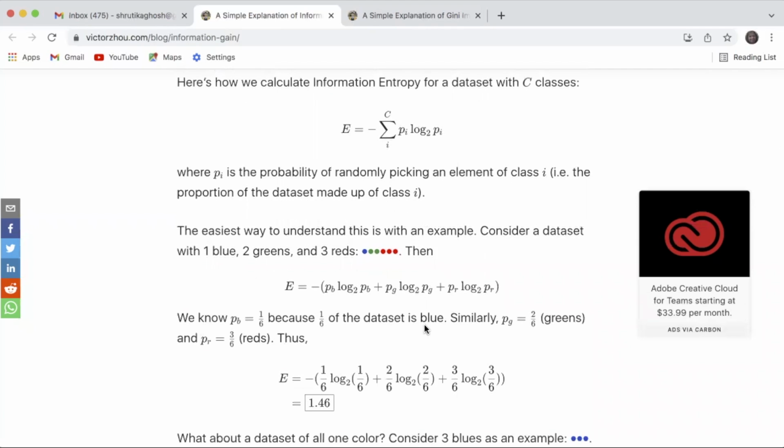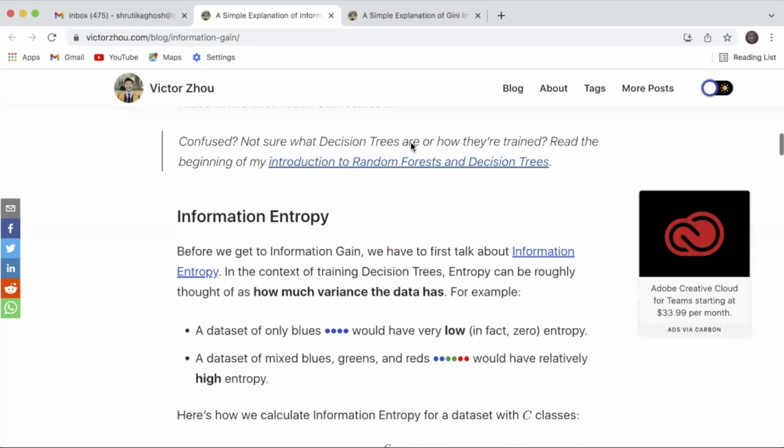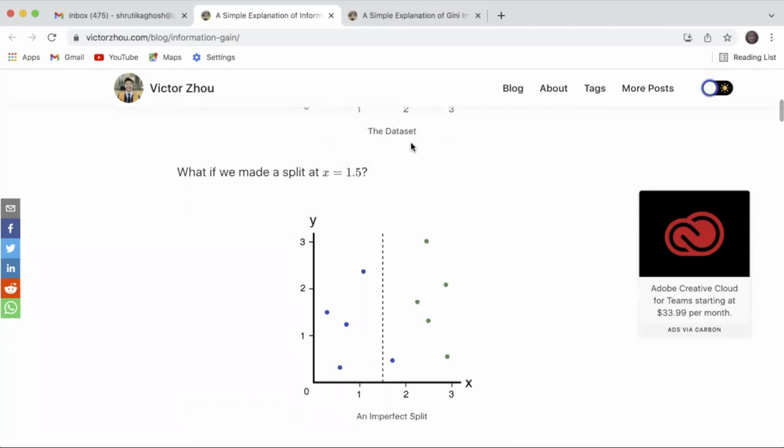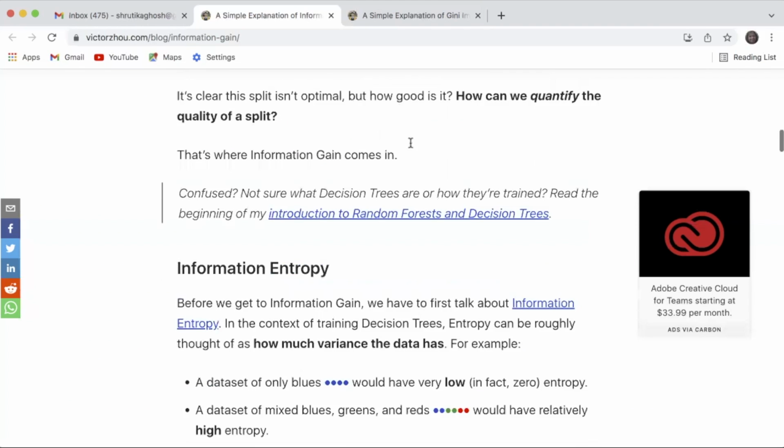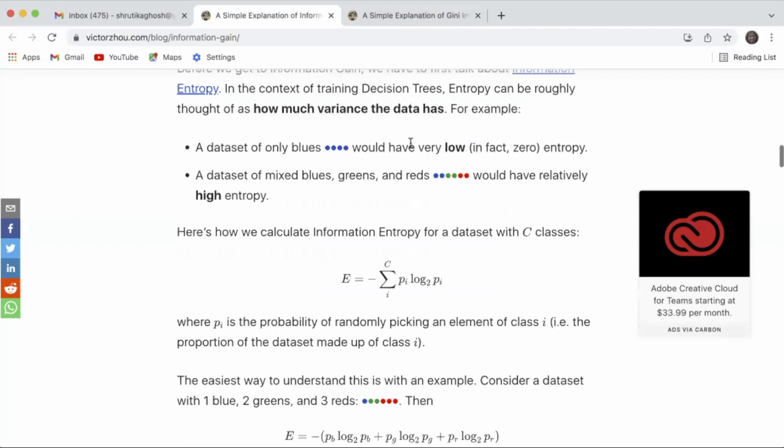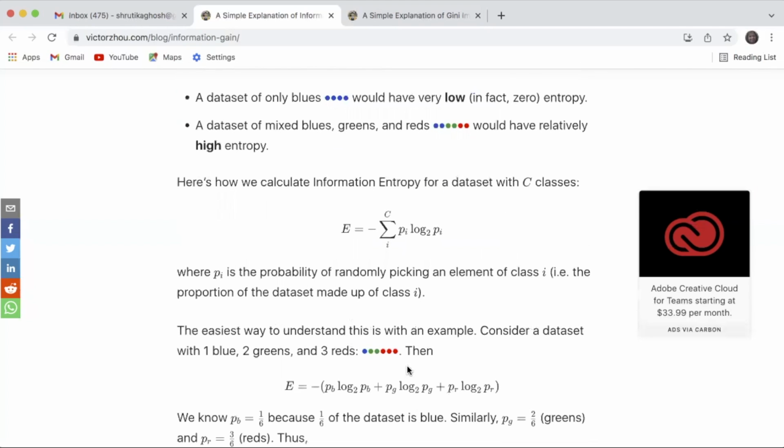They have just expanded this formula here, where C is the number of classes. So if there are red, blue and green balls involved, then the number of classes is 3. Let us take this data set, where a total of 6 balls are there: one blue ball, two green balls and three red balls.